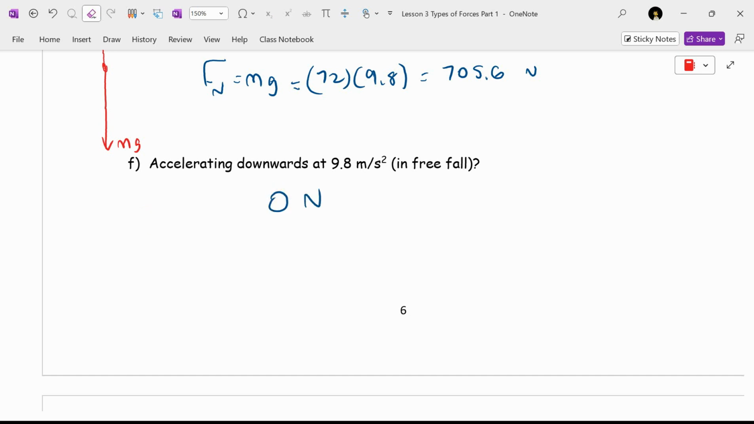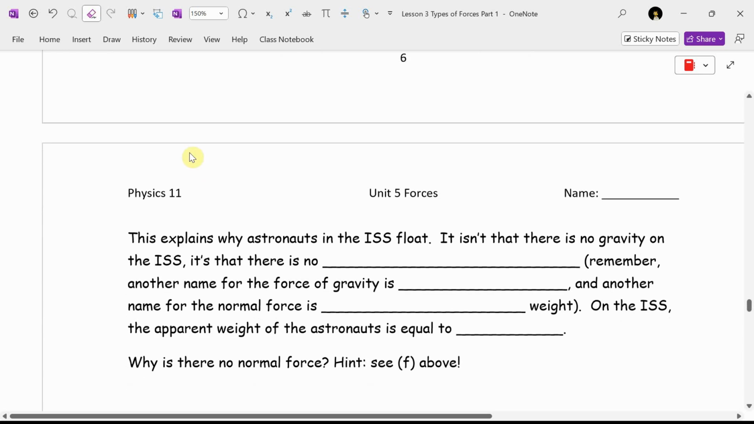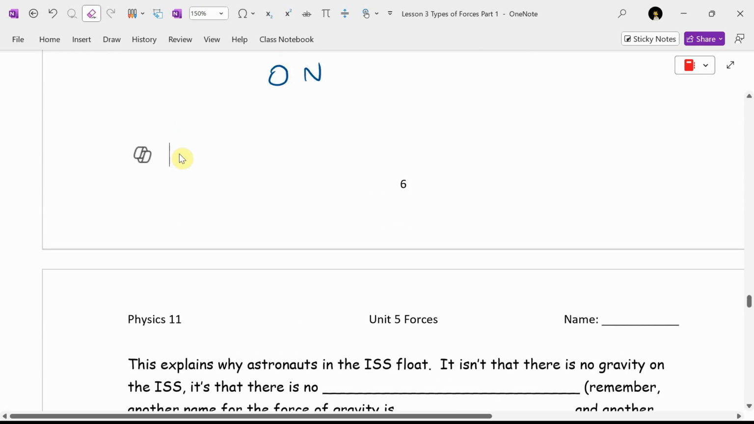You can do a full free body diagram and prove it when you solve for Fn, you'll get 0. Not true weightlessness. True weightlessness is when you're in the middle of intergalactic space with no gravity, but apparent weight. You'll feel weightless in this situation. We're going to pause here. We're going to finish this off next class.